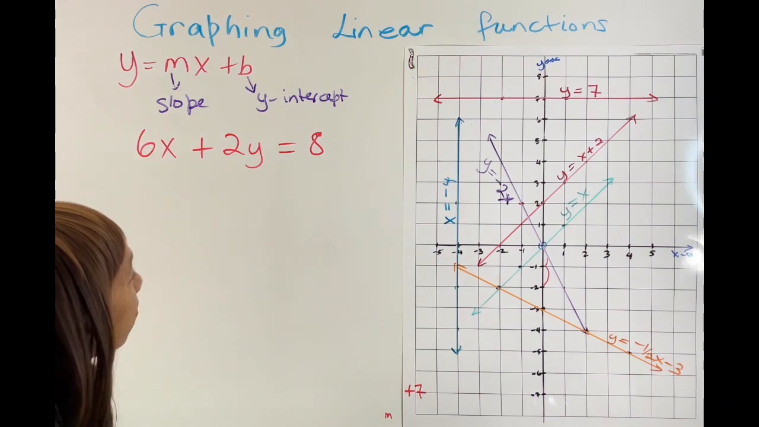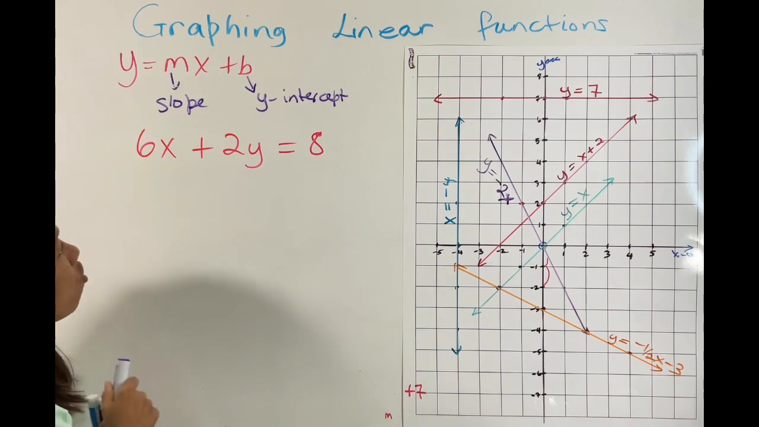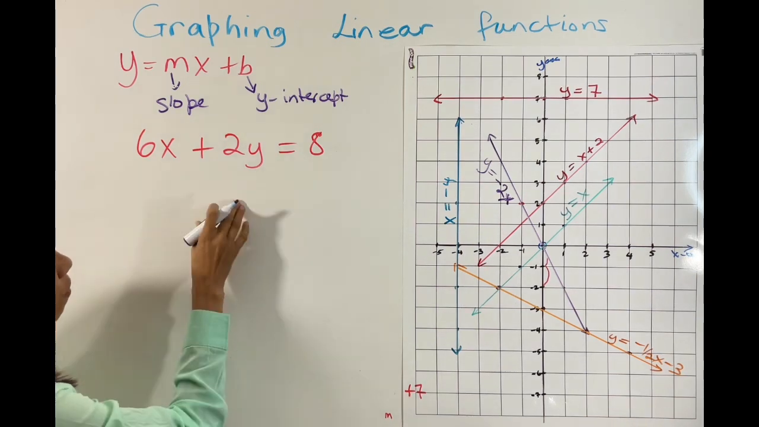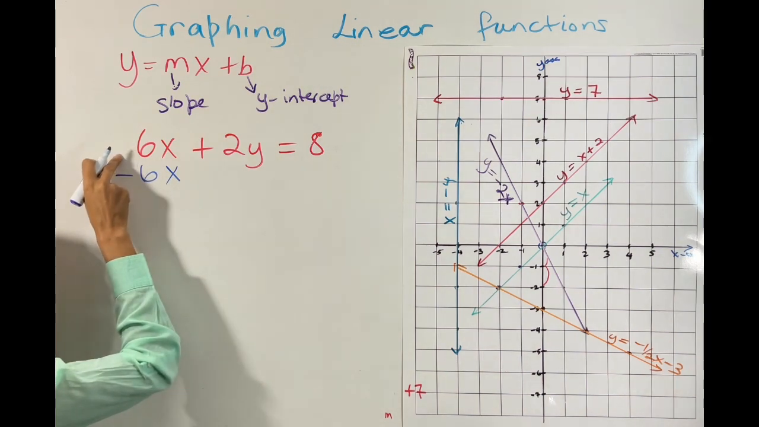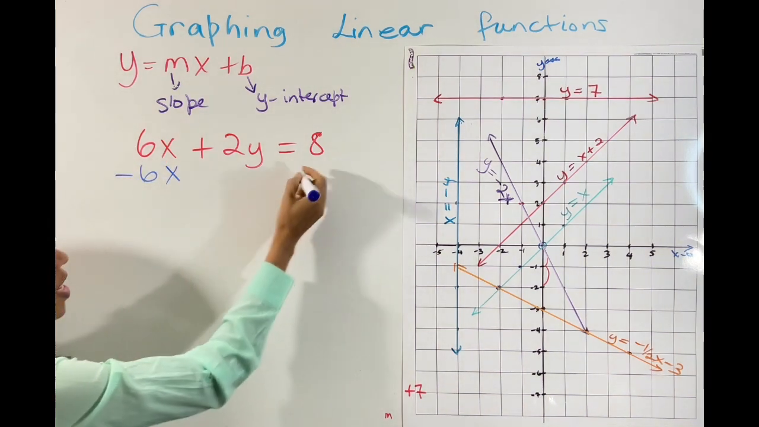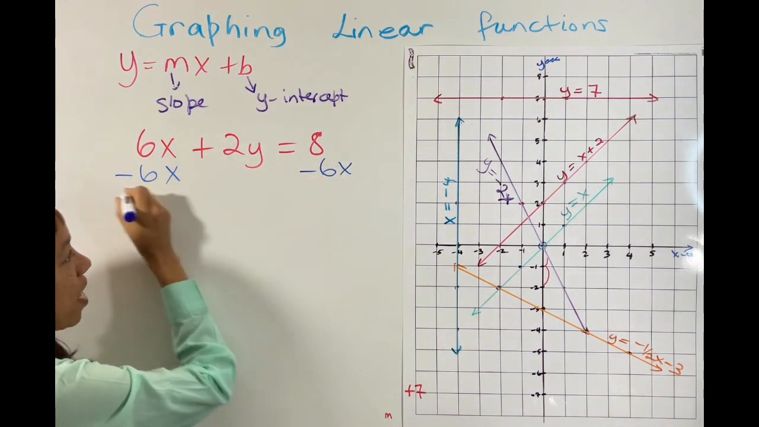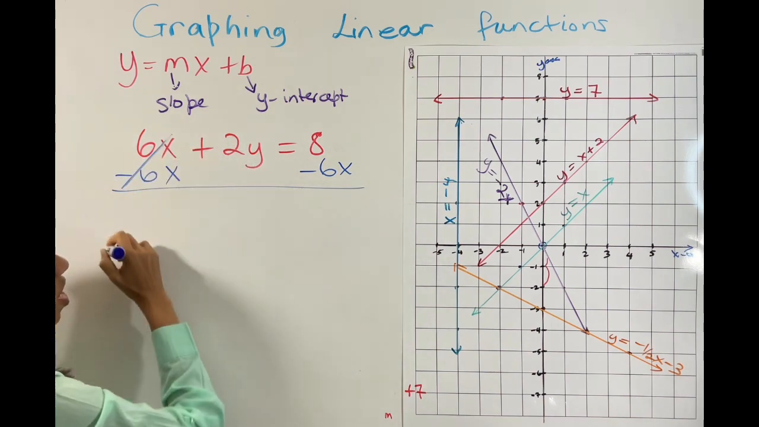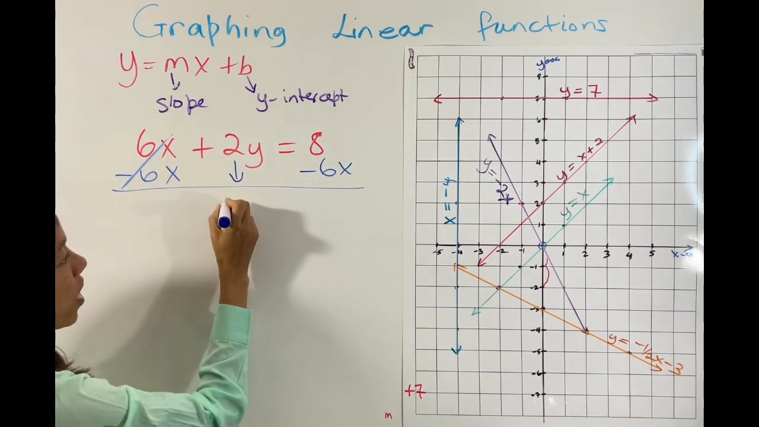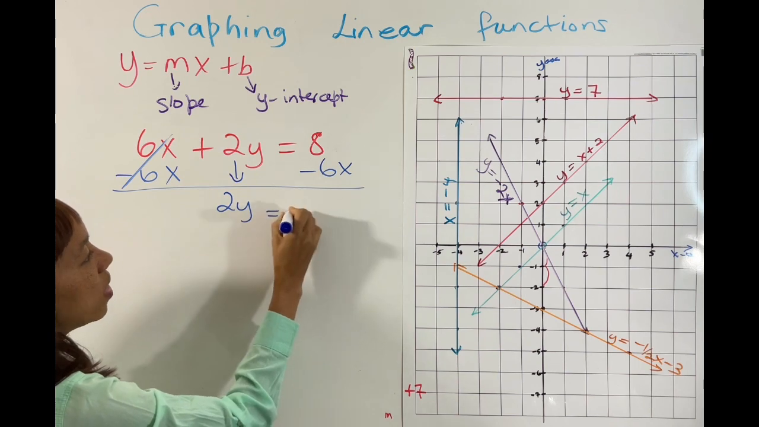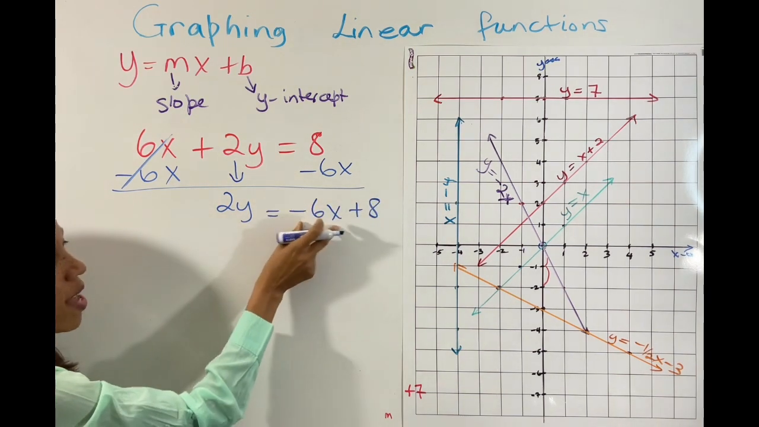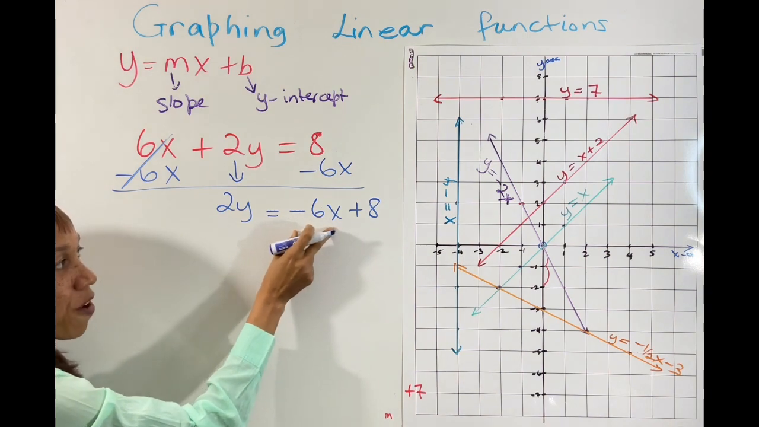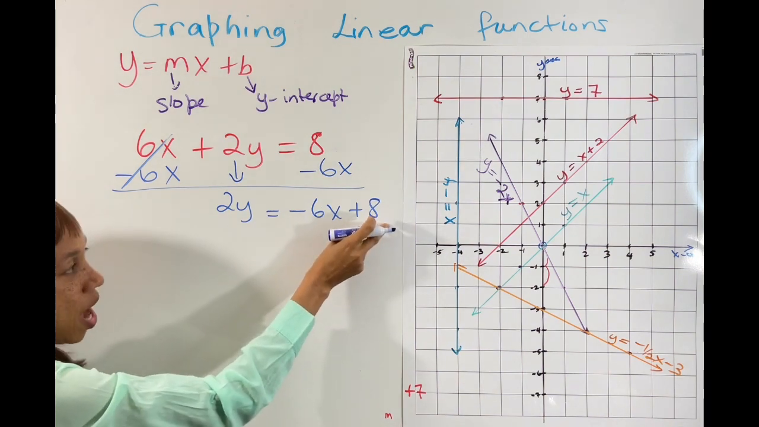So the first thing you have to do here is get the y by itself. So you're going to subtract 6x, because it is a positive 6x, so you have to do the inverse, and whatever you do on one side, you have to do on the other side. So this is going to cancel out. You are going to bring down the 2y equals -6x plus 8. You must always write your x term first before the constant.